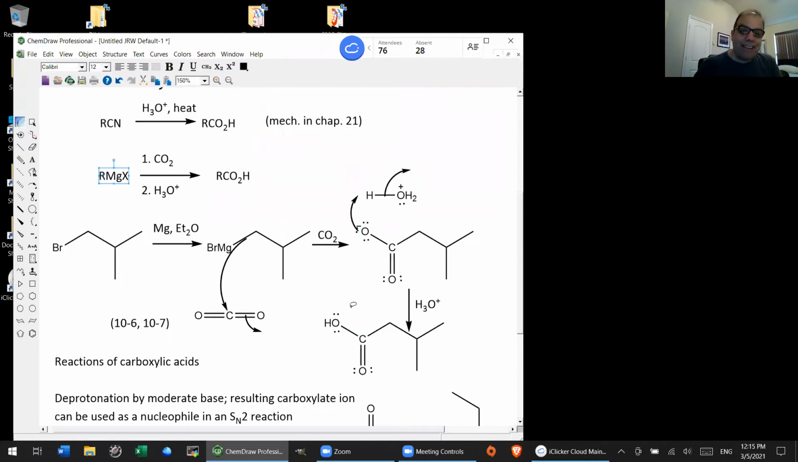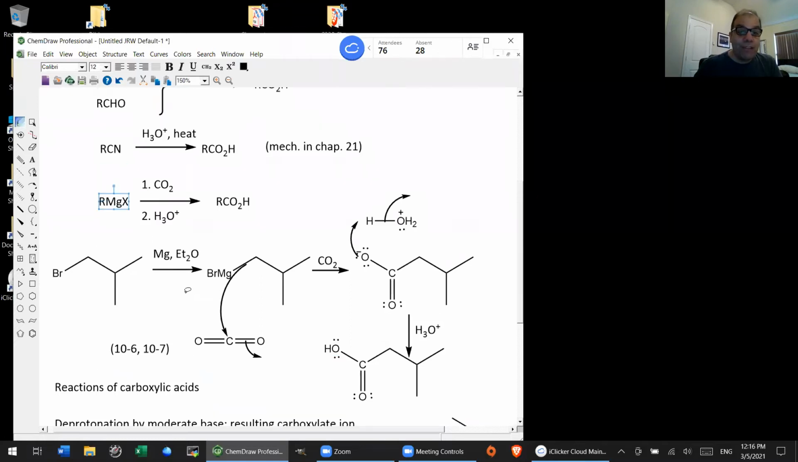Even though this is technically a new reaction, really in many ways it's not. It's just an application of what we already learned in chapters 10 and 17 and 19, where we talked about using Grignard reagents to attack carbonyl groups. So that's basically that.